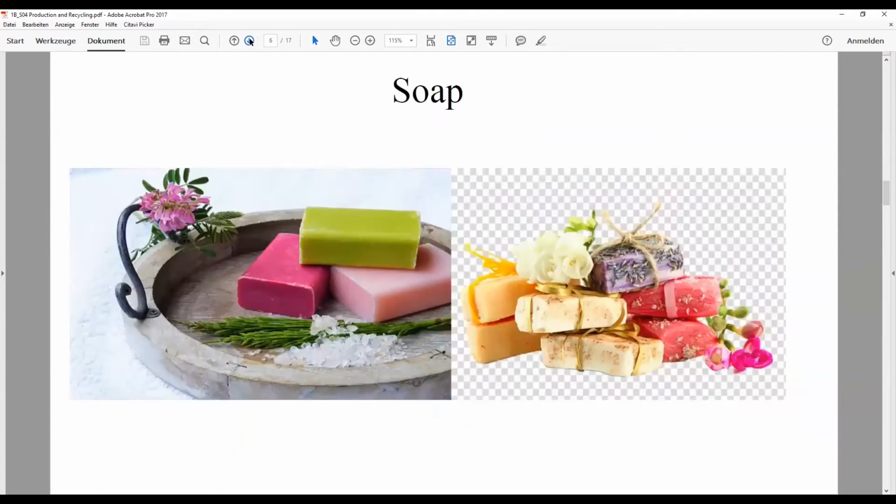Soaps. Furthermore, oils and perfumes are important resources to make soap with good treatment benefits and a beautiful smell.